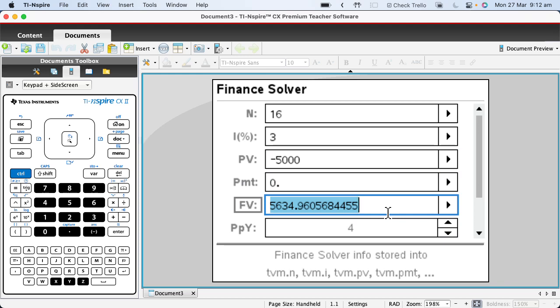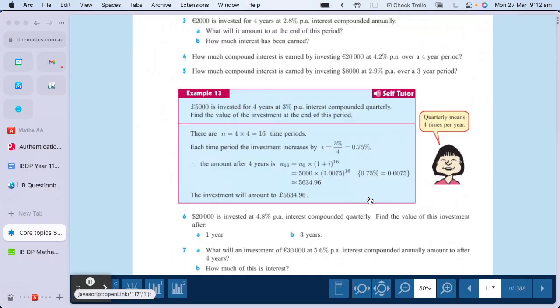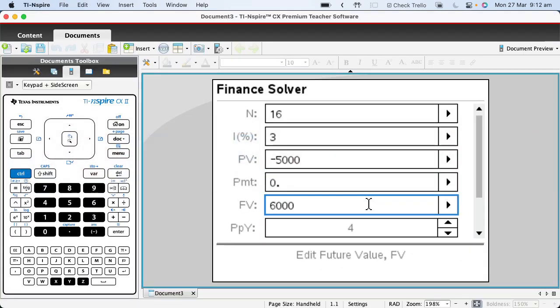Now, this finance solver is really good for analysis, and you can potentially get asked questions. So, for example, you might be told that it's the same problem. It's over 4 years compounding quarterly, so N is 16. And let's just say you're told that the amount of money that you get back is £6,000 exactly. Or it might be that the person wants to get £6,000 back after 4 years. What interest rate should that person be shopping around for?